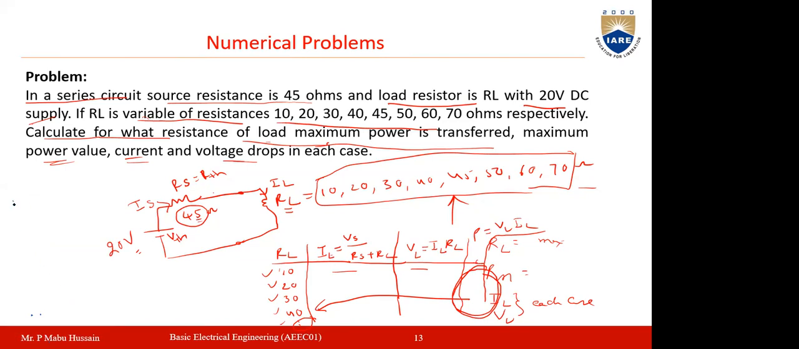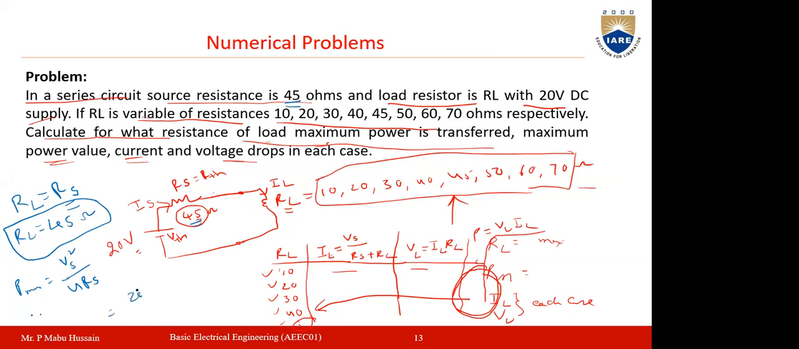According to the maximum power transfer theorem, whenever RL is equal to RS, maximum power will be delivered. Now the RS value is given here, which is 45 ohms. So when RL is equal to 45 ohms, maximum power will be delivered. And the maximum power value Pmax will be equal to how much? Vs square by 4 RS. Instead of VTH, I am writing Vs. Vs is 20, squared, by 4 into RS value, again 45. If you find this, you will get the maximum amount of power transferred to the load.